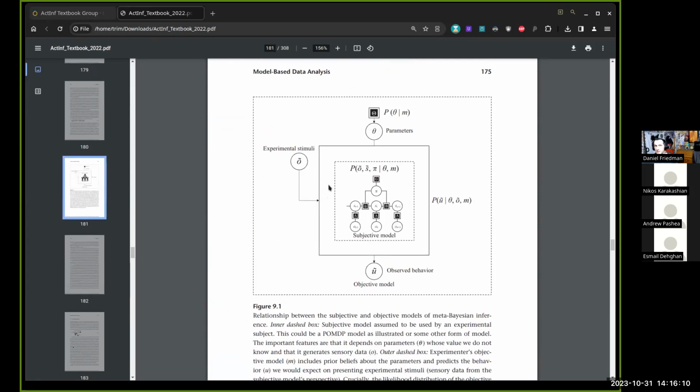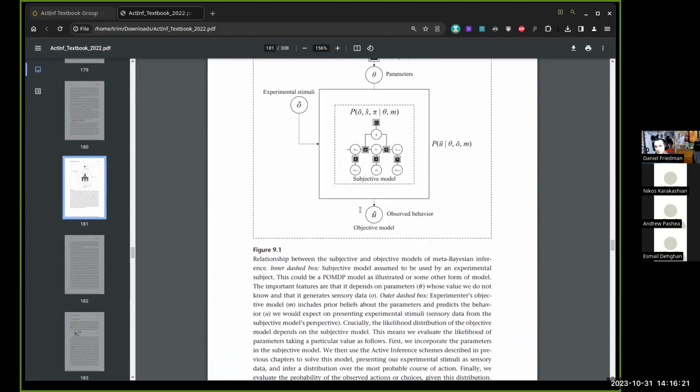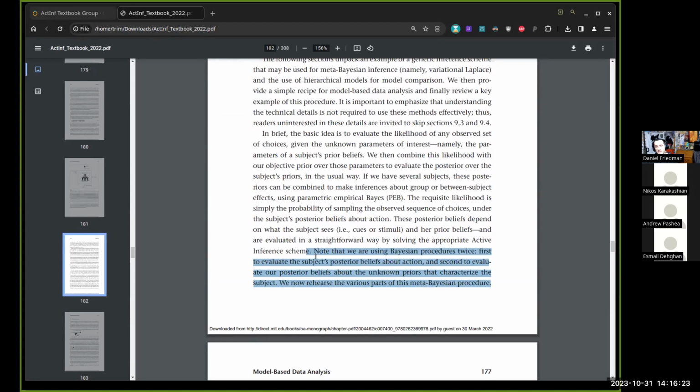It's called meta-Bayesian, or maybe you could say epi-Bayesian, double Bayesian, because of this wrapping of a Bayesian statistician around the Bayesian generative model. And then they even say, we're using Bayesian procedures twice.